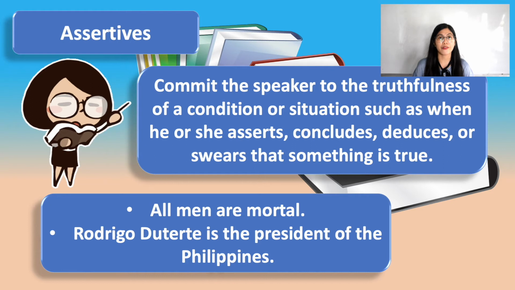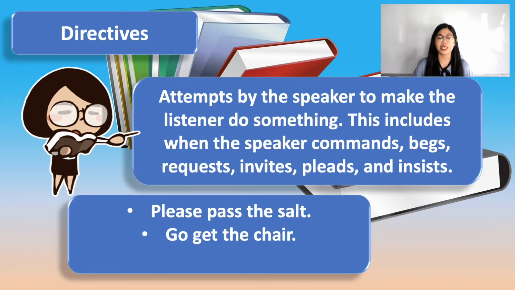Next we have directives. These are attempts by the speaker to make the listener do something. This includes when the speaker commands, begs, requests, invites, pleads, and insists. For example, please pass the salt. Here the speaker's intention is to request that someone pass the salt to him. Next example, go get the chair. Here the speaker is commanding someone to get the chair. That is his intention.